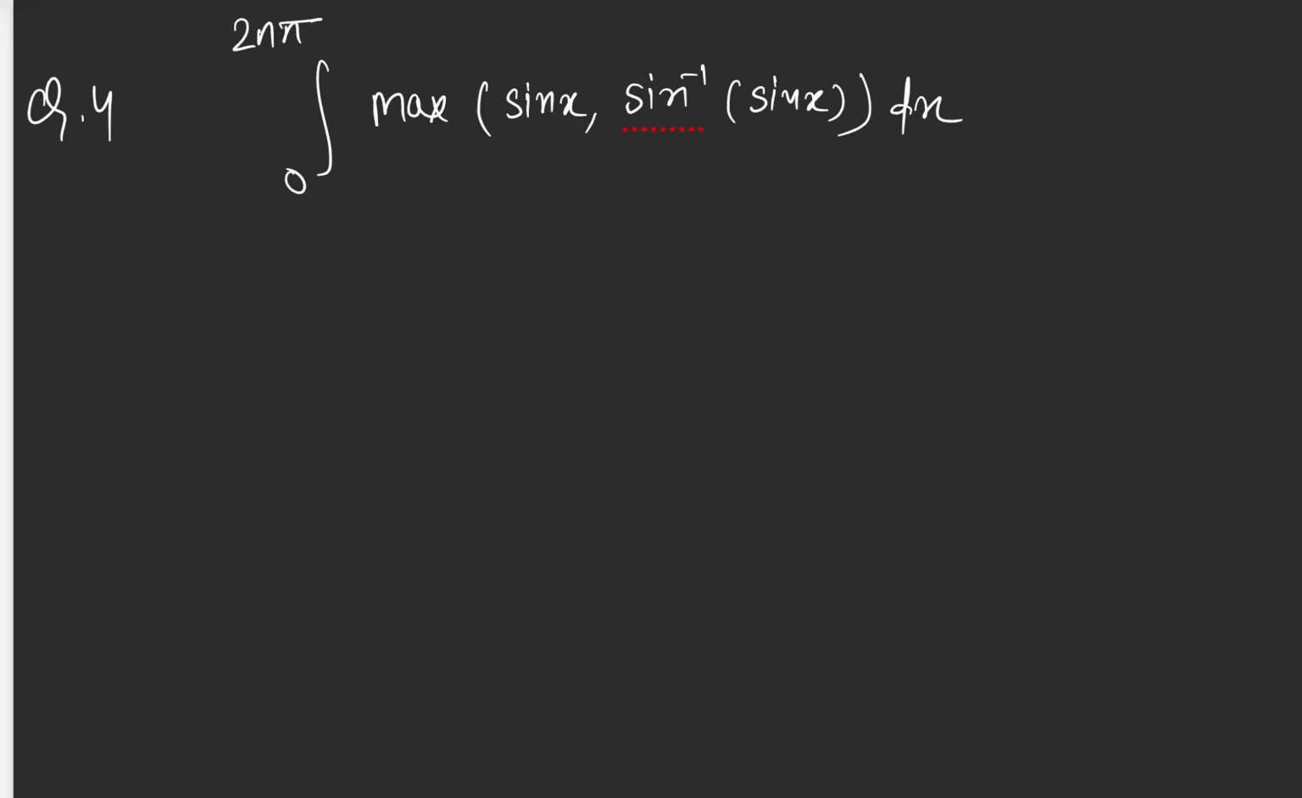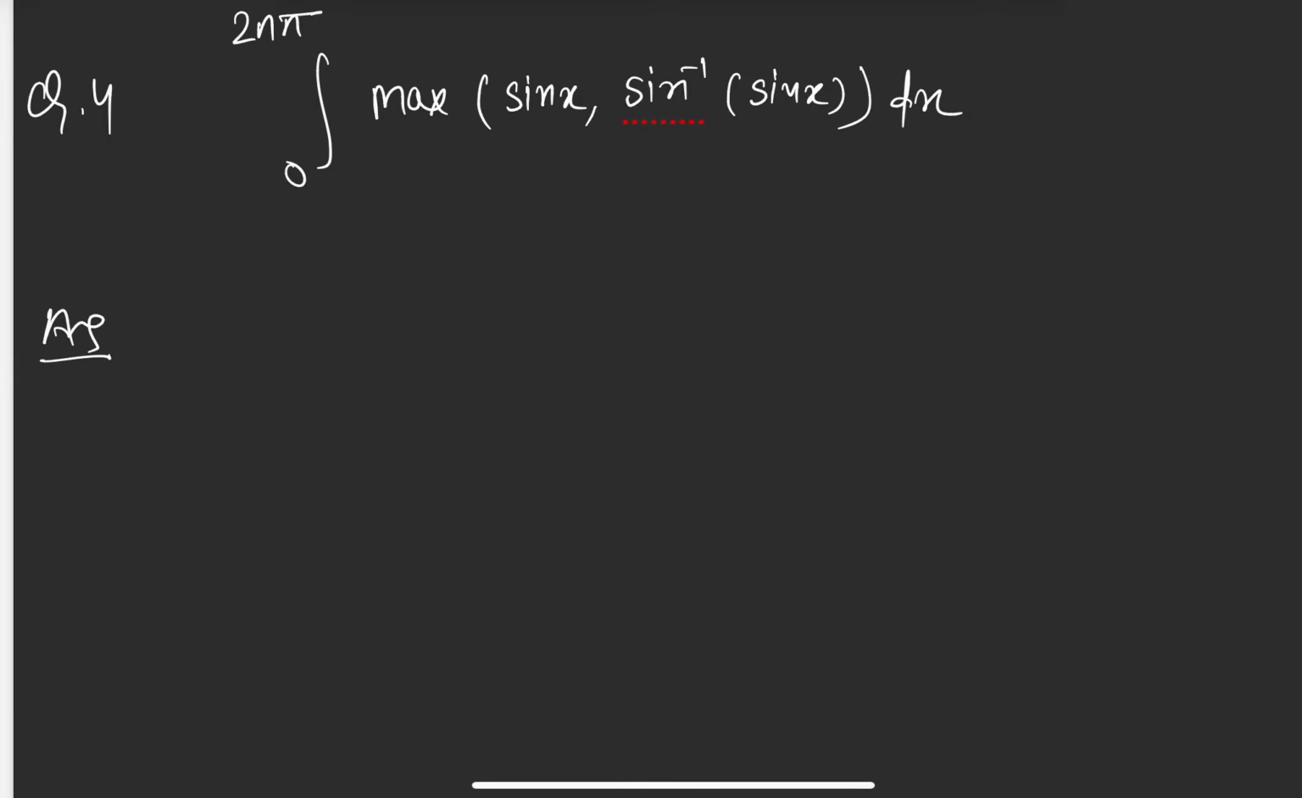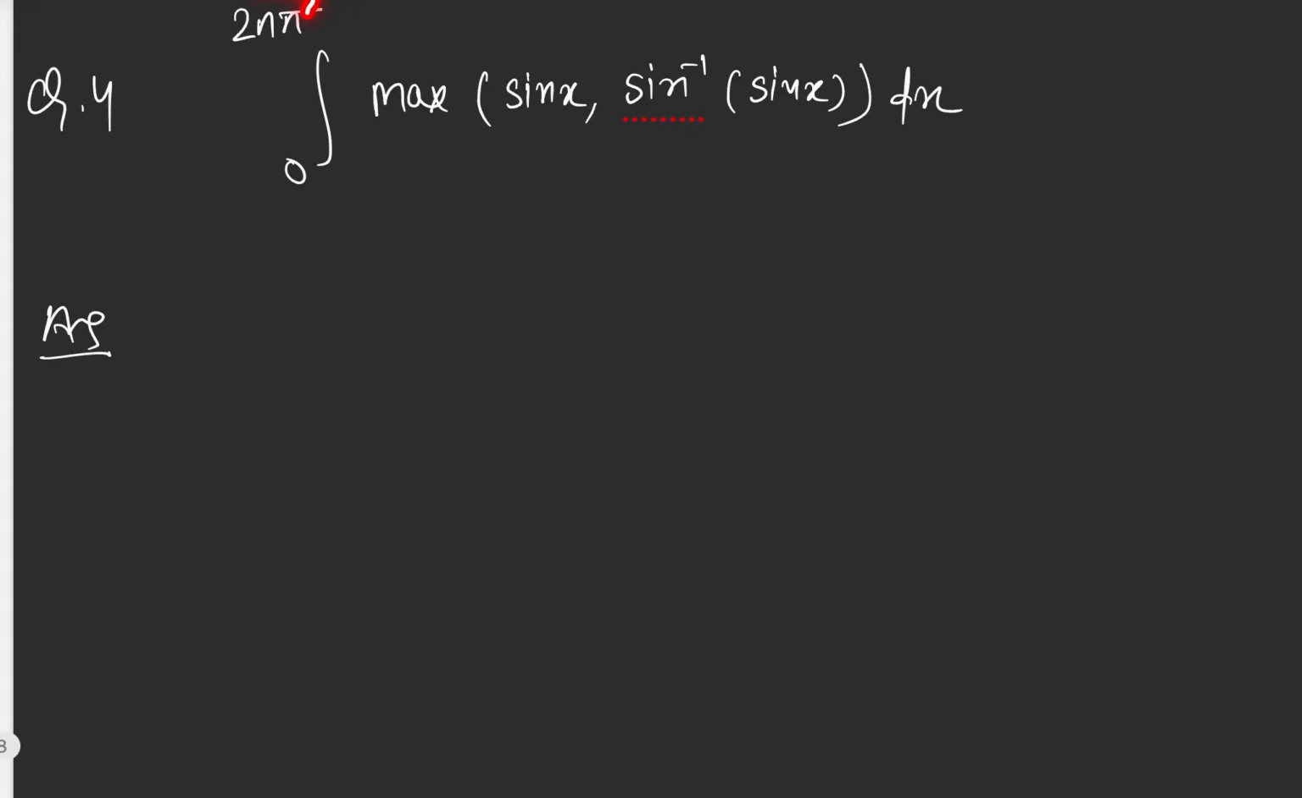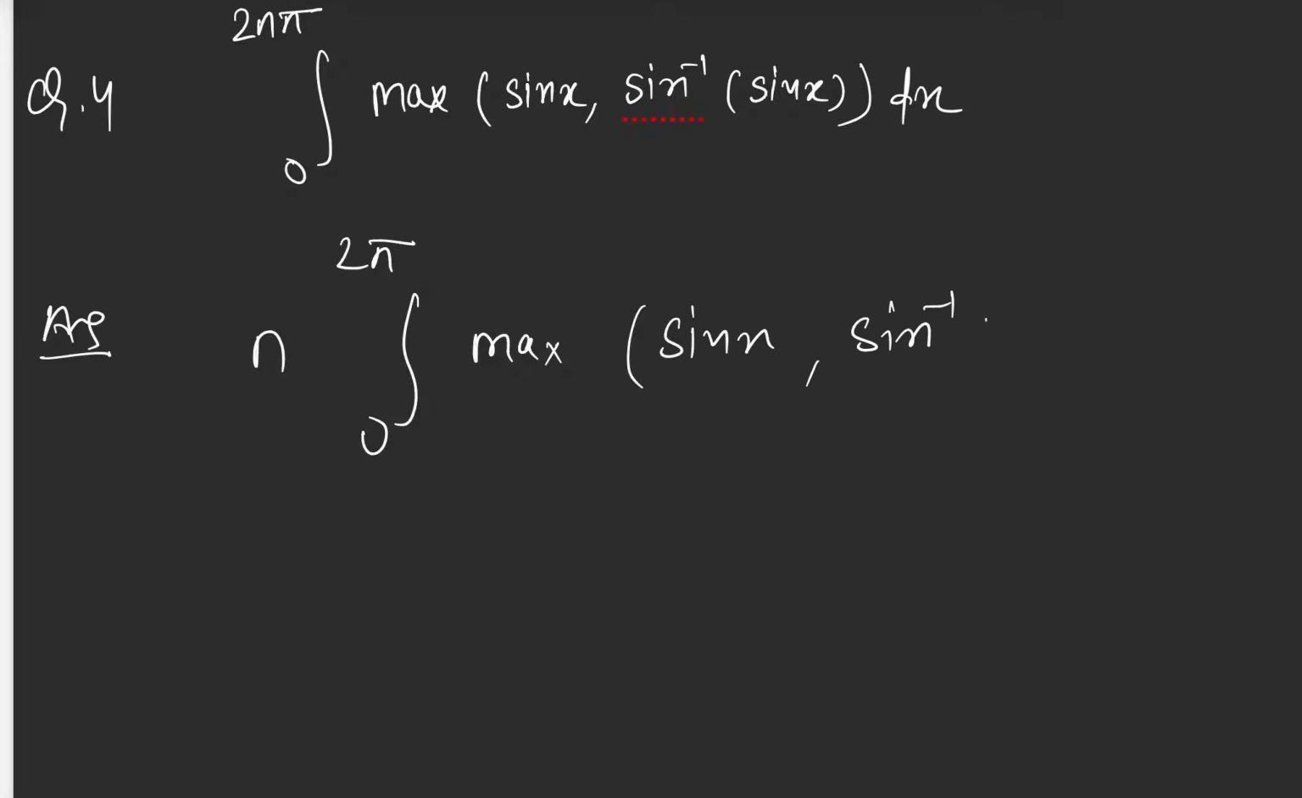Question number 4. 0 to 2 n pi maximum of sin x comma sin inverse sin x dx. So if you see these two functions, one function is sin x, one function is sin inverse sin x. Both have time period 2 pi only. Okay, and here it is given 0 to 2 n pi. So I can take n outside. Okay, so I can write this as n times 0 to 2 pi maximum of sin x comma sin inverse sin x.